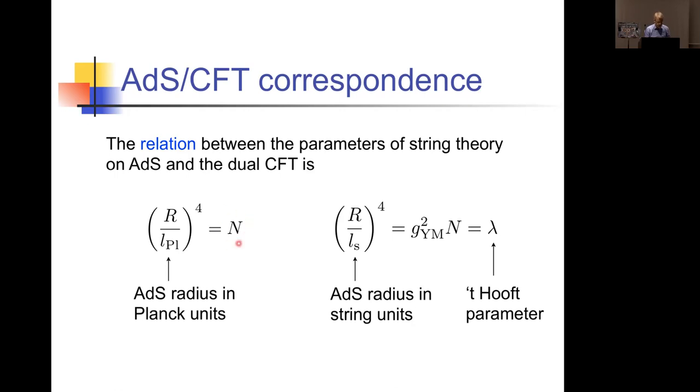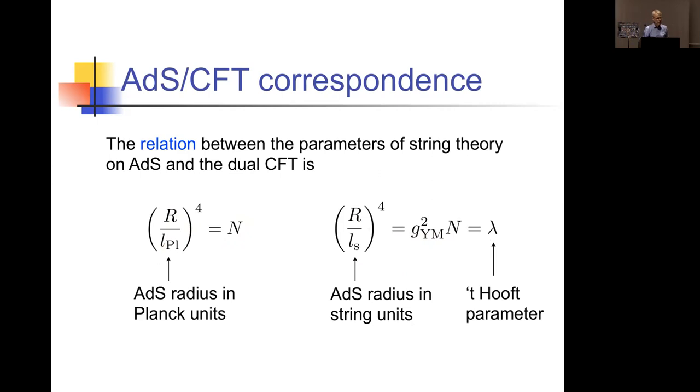So the rank of the gauge group, this is something you probably all know, is related to the radius in Planck units, and the 't Hooft parameter, which is the effective coupling constant of the gauge theory at large N, i.e. g squared Yang-Mills times N, is related to the radius in string units to some appropriate power. This is obviously only approximately true, but it is true in the supergravity regime.